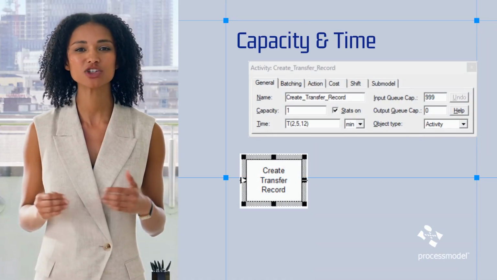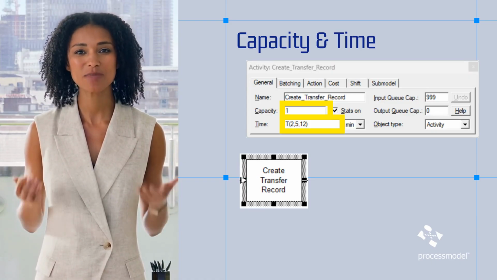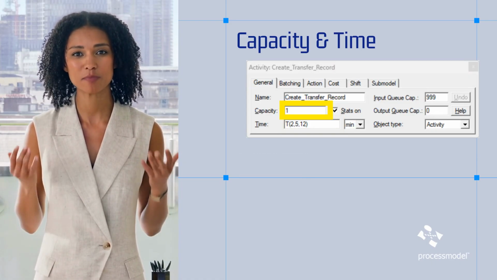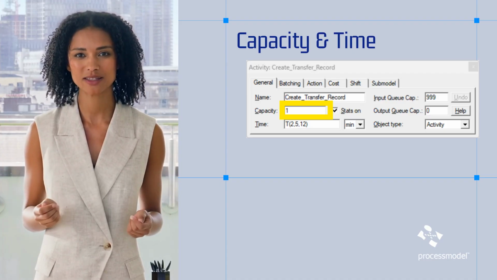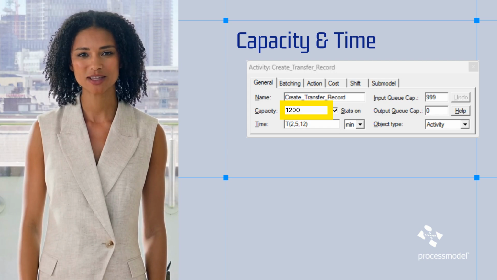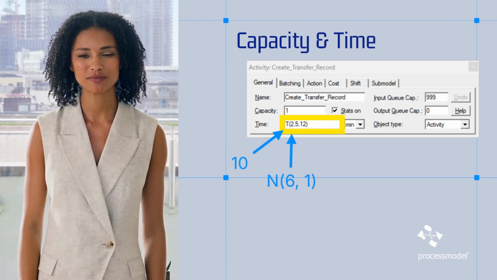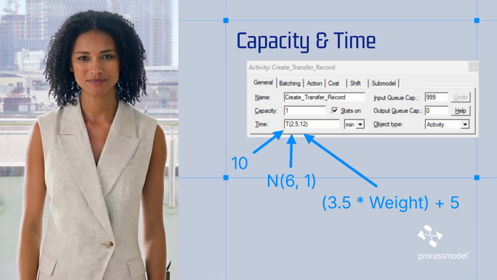Every activity has two fundamental properties: capacity and time. Capacity tells you how many entities can be processed at once: one, a few, or thousands. Time is how long the work takes. You can enter a number, a distribution, or a formula.